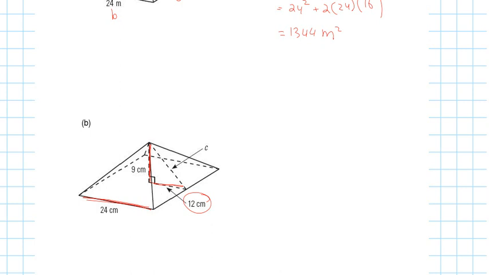How do you find the slanted height? They call it C here. So C squared equals 9 squared plus 12 squared. And that's going to be 81 plus 144. It's going to be 15 at the end. So what's 220?